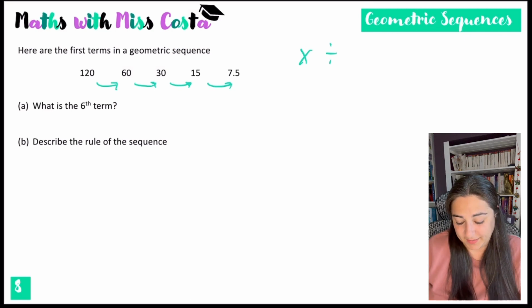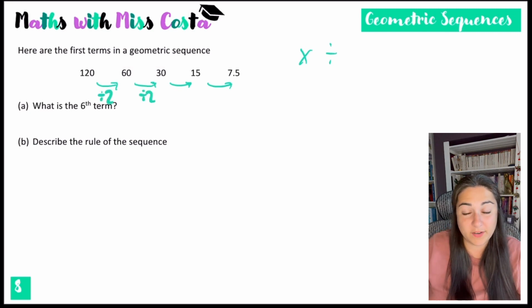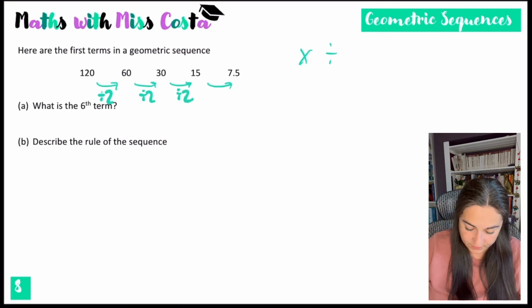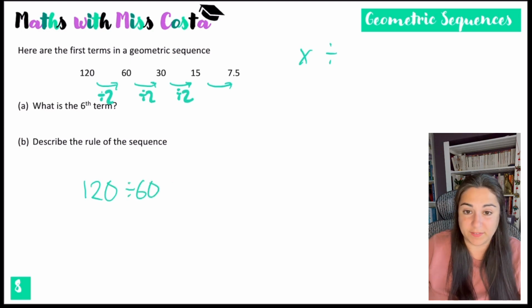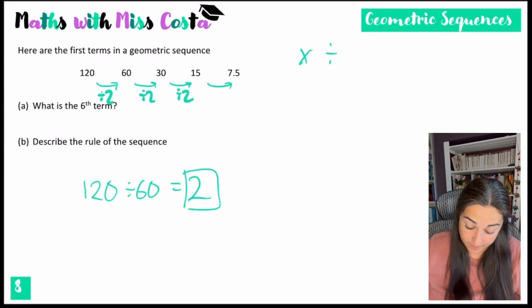And this one's quite a simple one. 120 divided by 2 gives you 60. 60 divided by 2 gives you 30, and so forth. If you didn't know what the difference is, then you could have typed into your calculator 120 divided by 60, and that would have given you 2, which gives you the division that you'd need. So each term is being divided by 2.